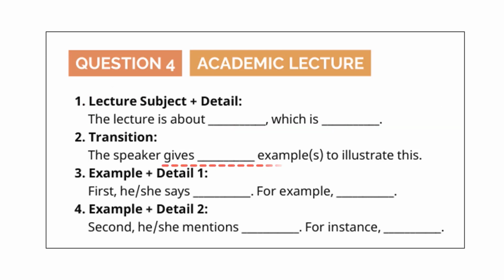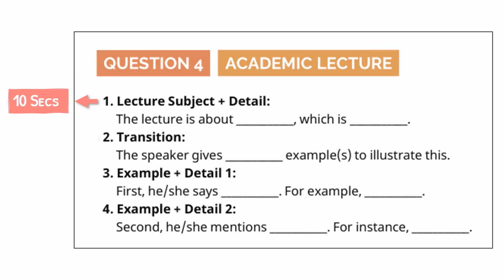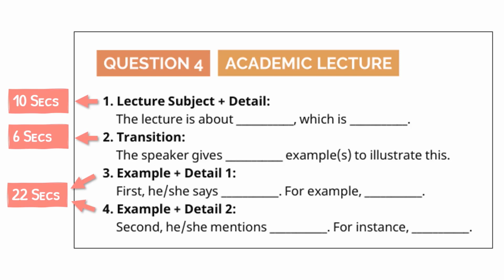Then talk about how many examples the speaker gives. Usually 2 examples, but sometimes there's only 1. Then you tell the details by using this structure. Example plus explanation. This is the time that I spend on each part. Plan the time and time yourself while practicing.